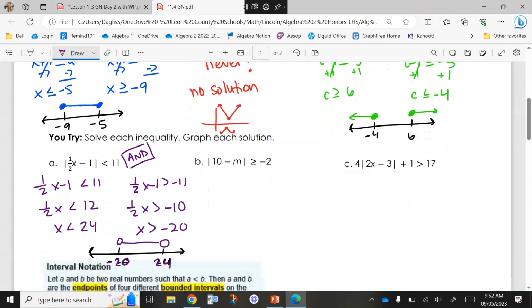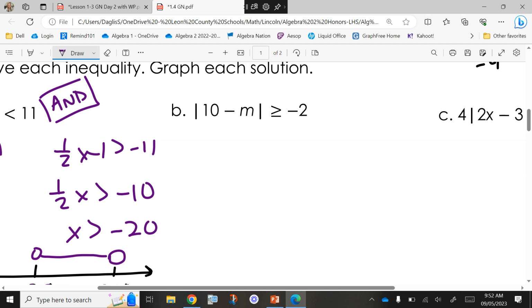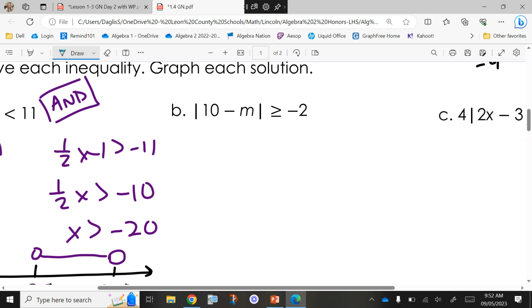All right, lovelies. How about B? The absolute value of 10 minus m is greater than or equal to negative 2. All real numbers? How come? Because all absolute values are greater than negative 2. All absolute values are positive numbers, so will it always be greater than negative 2? Yes, there you go.